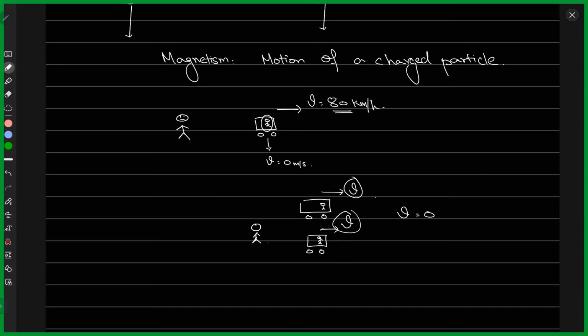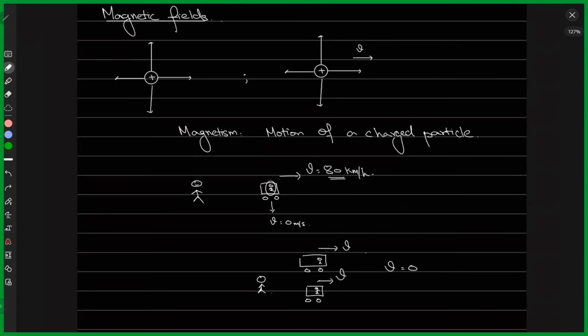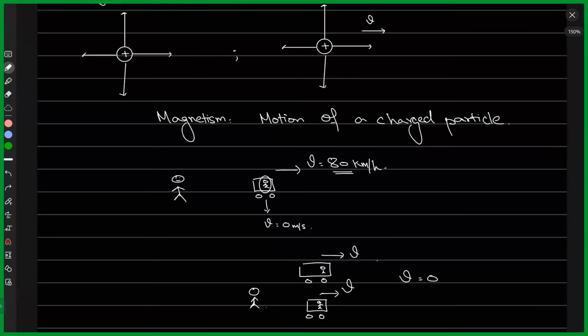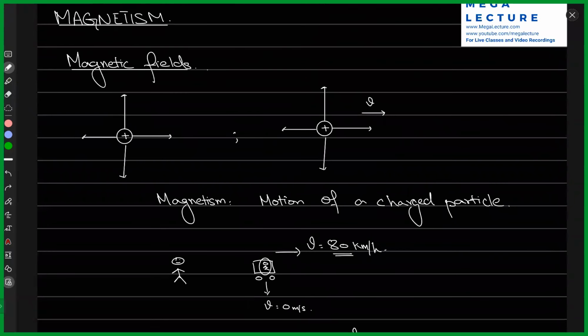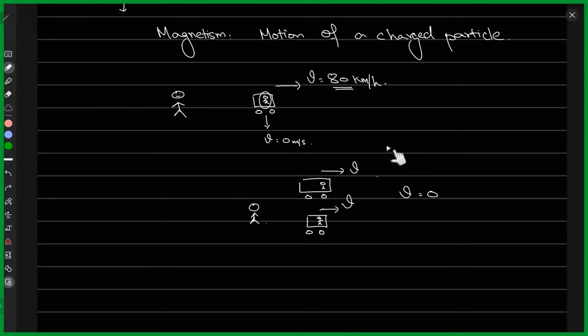So motion is relative. Now, if motion is relative, and I say that magnetism, it's an experimental evidence that if a charged particle is moving, only then it experiences a magnetic field, right? Or magnetic effects or magnetic force. But motion is relative. For someone, there would be no motion, and for the other person, there could be some motion, as demonstrated from this example.